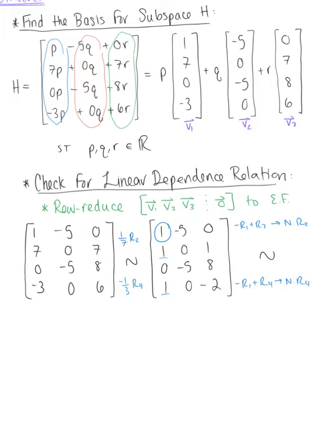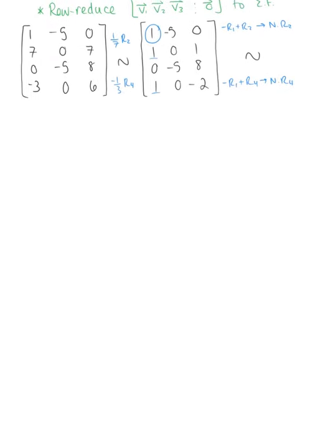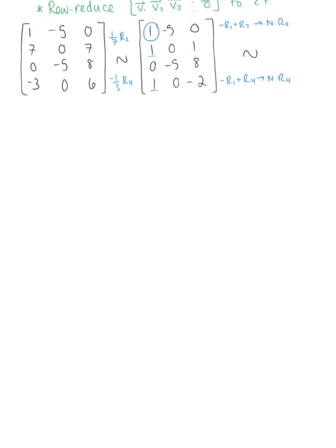And so this is equivalent to the matrix. So our first row is still 1, negative 5, 0. We then have 0 plus 5. And then 0 plus 1 is 1. Third row still remains 0, negative 5, 8. And then we have 0, positive 5, negative 2. So our first column is good.